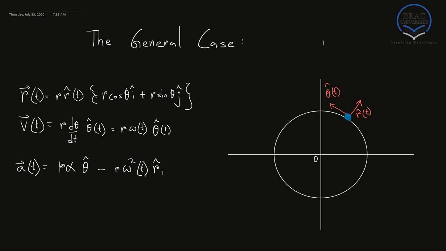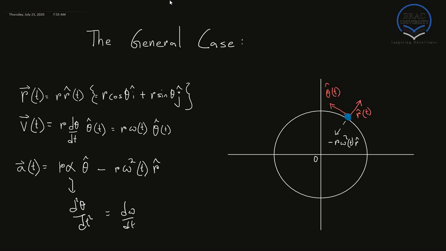Now let's look at the acceleration. It turns out that in the general case, at a given instant in time, the acceleration has a component in the r hat direction, which is given by minus r omega square(t) r hat, so that's the centripetal component, right? And you also have a tangential component, a component that's tangential to the circle at that point. So that could point, as we said, in the same direction as theta hat(t) or in the opposite direction.